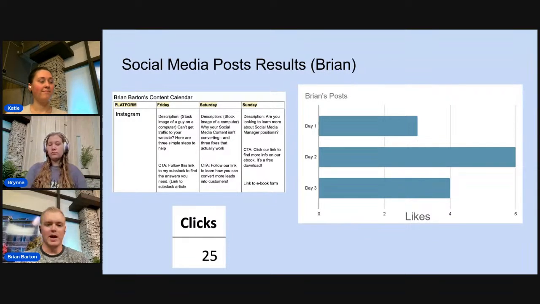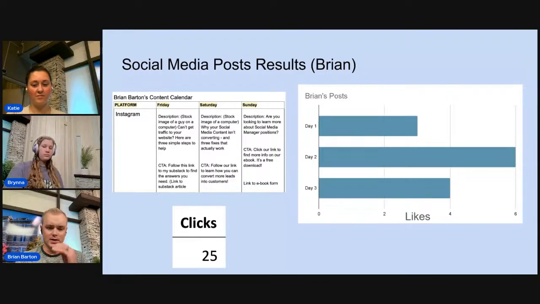And that was all the data here. Didn't get a ton of likes. We got 6 on day 2, but overall we got 25 clicks. So we got some traffic, which was good.